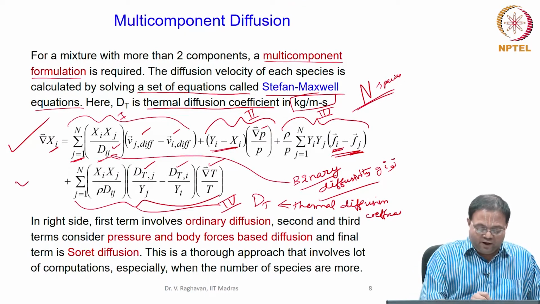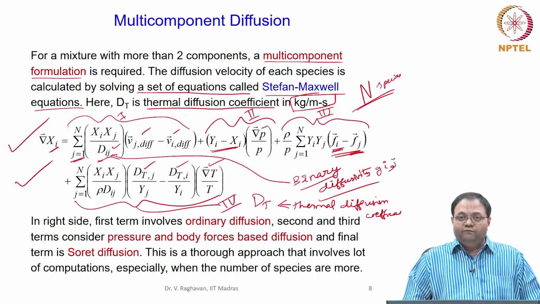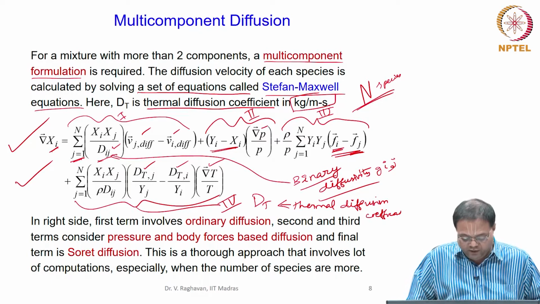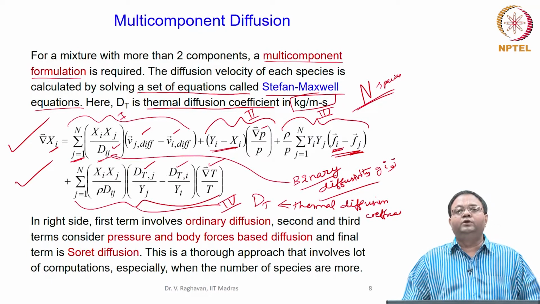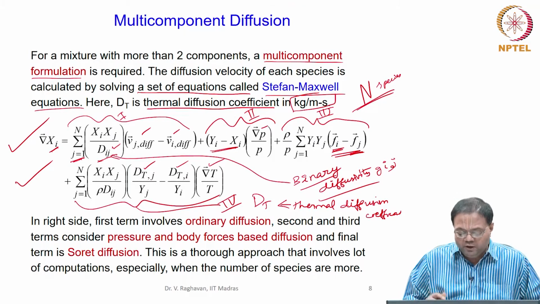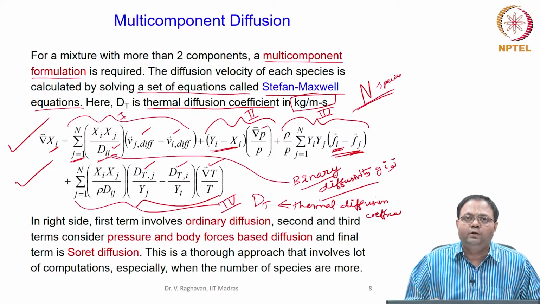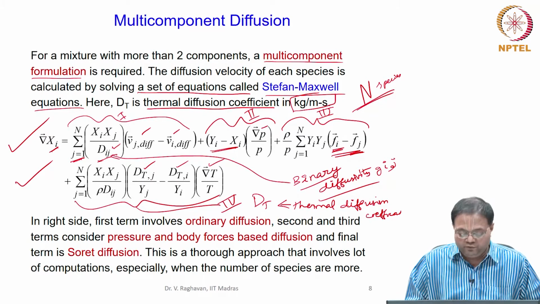So this is a very involved set of equations, and it needs a lot of computation to calculate the diffusion velocities. And in several cases, as I told you, the second and third terms are not going to be important; they are not significant at all.